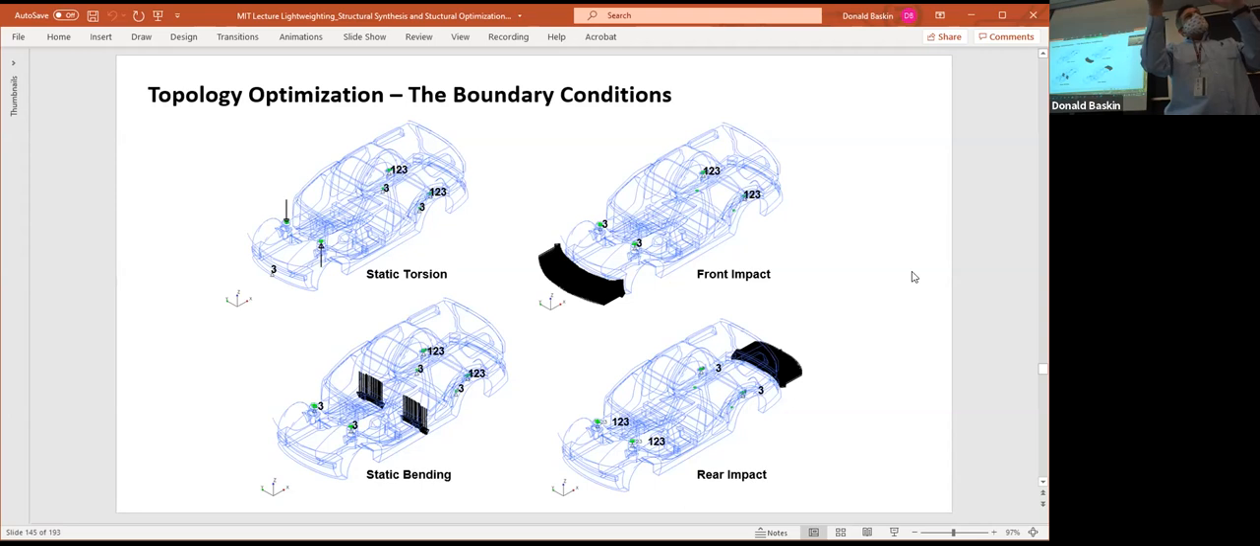In some cases you're twisting. In some cases you're applying a load in the middle of the front seats that would simulate a bending load. And then for front impact, we just distributed load across the front bumper. For rear impact, we distributed load across the rear bumper. For side impact, we distributed load across the bottom of the B pillar. This is one way you can do this. There are better ways, which came later, but this is the way we did it back then.